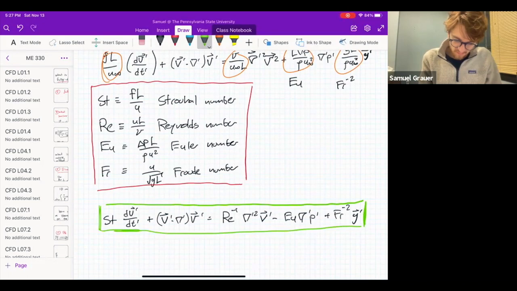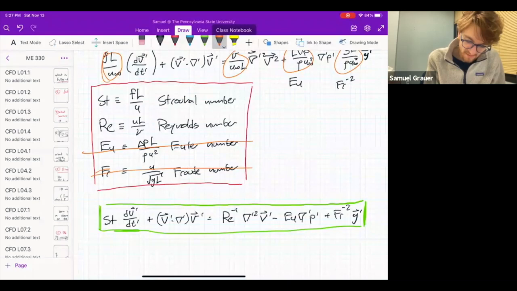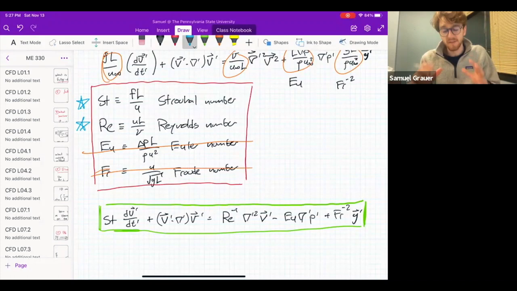And what we'll have in class is that Euler and Froude are going to be basically negligible, so we can neglect these in the context of the simulations we do here. And the Strouhal and Reynolds numbers are going to describe the balance of the key forces.